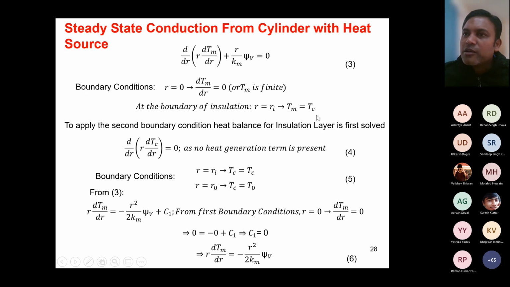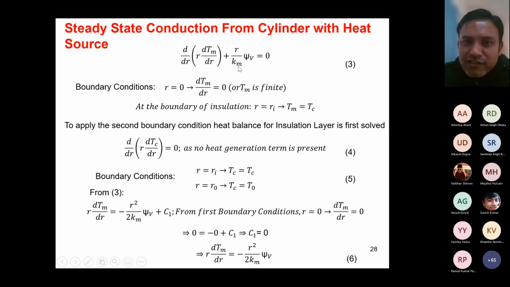This Tc, which is nothing but the temperature at the boundary of the metal wire and the insulation, is unknown, even though we are applying this boundary condition. Since this Tc is unknown, we need to make a shell balance for the insulation. If we apply the shell balance to the insulation, we are going to get the same equation as equation number 3, except it will not have a generation term. Remember, there will not be any generation of heat in the insulation.